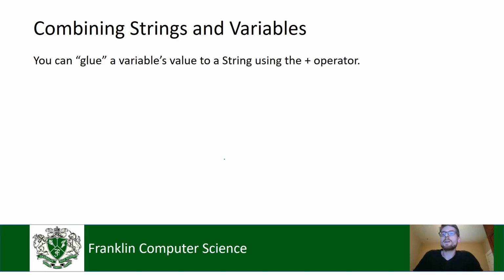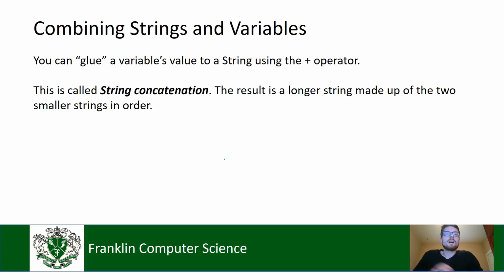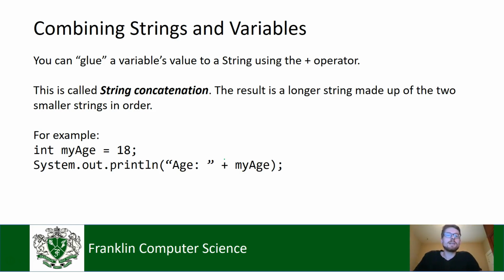Another way you can do this, you can actually glue the value of the variable to a string using the plus operator. And this is actually called string concatenation, kind of a fancy word for it. What you're going to get is a longer string that's made up of those smaller strings, and it's going to follow in order. Okay? So for example, maybe I have an int, my age, and it's equal to 18. And I want to print out "age:" and then whatever the variable is stored. So I can just use a single println and glue the variable to the string.